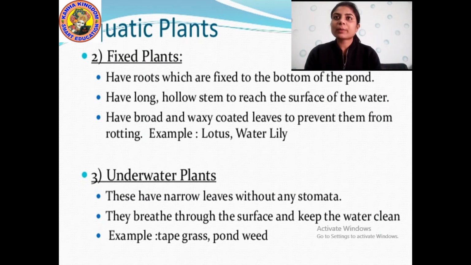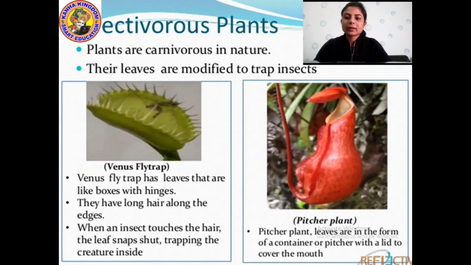I hope you understood about the aquatic plants. Aquatic plants are those that grow inside the water. And what are the types of aquatic plants? Those are floating plants, fixed plants and underwater plants. Now students, let us study about insectivorous plants.